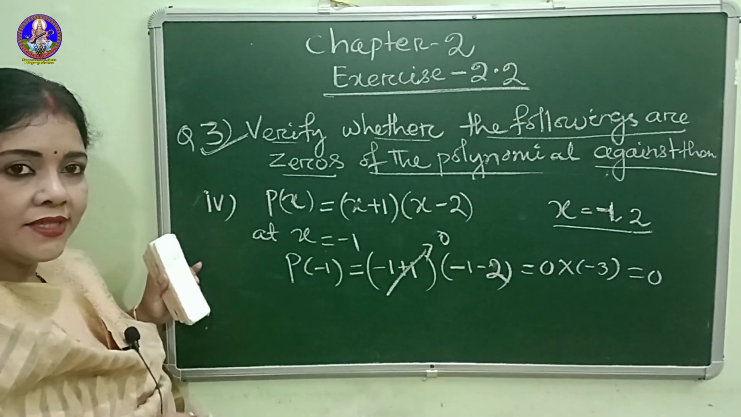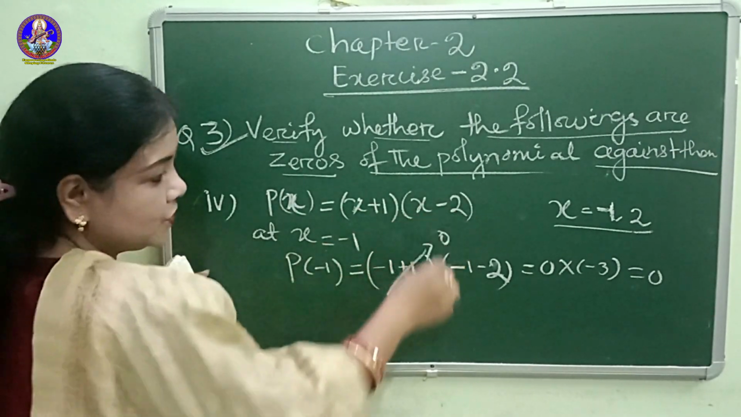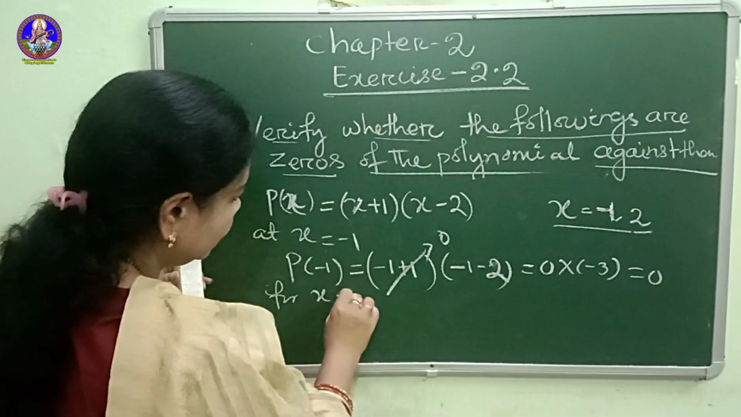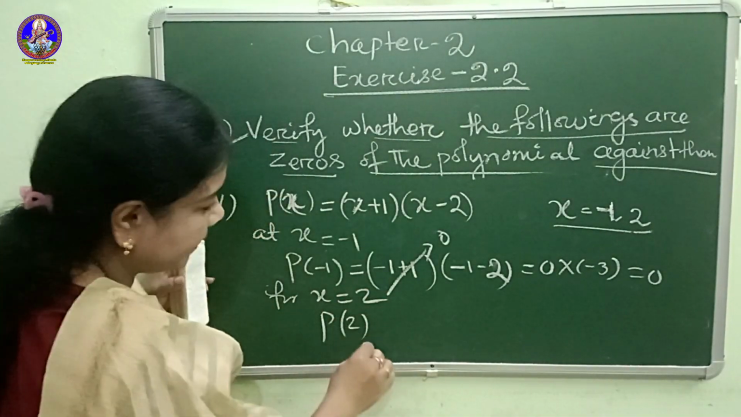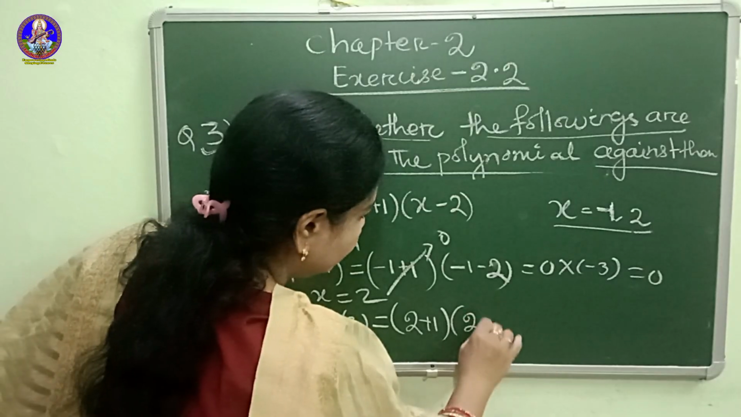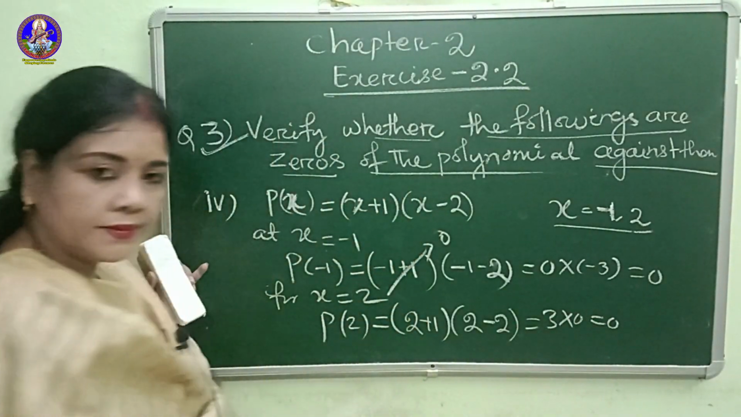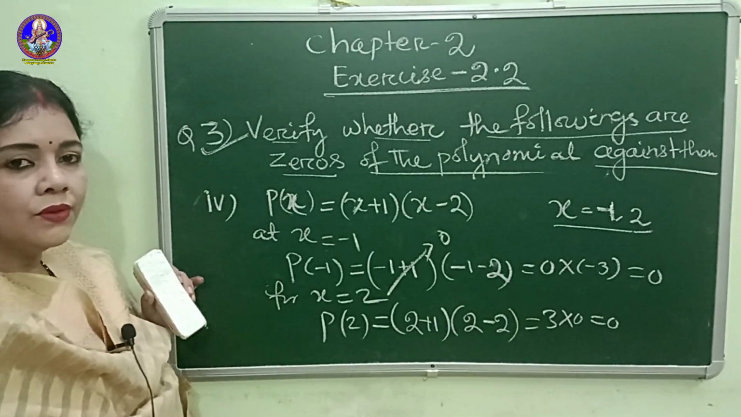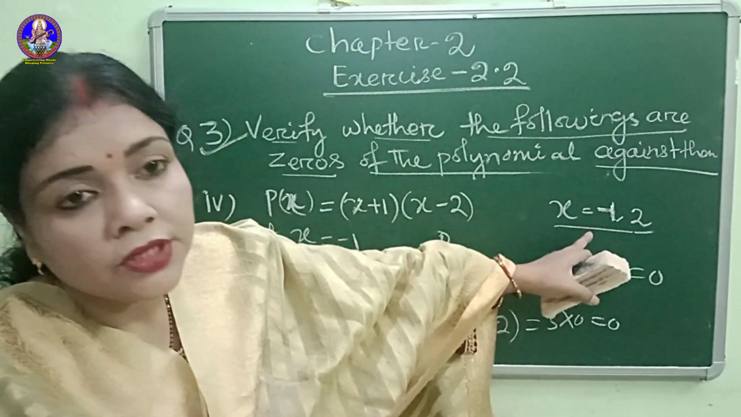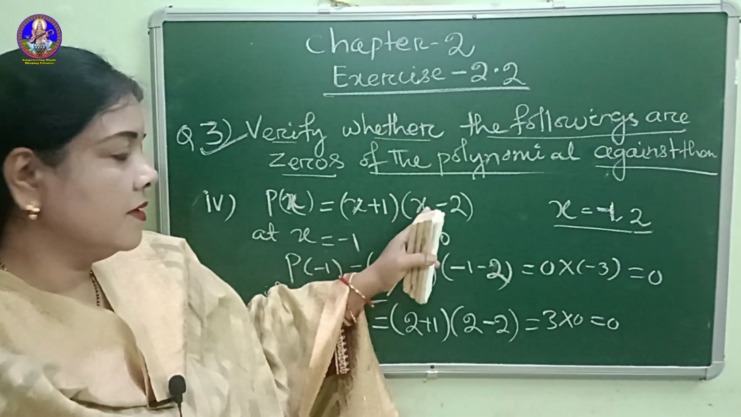So, x is equal to minus 1 is a zero of the polynomial p(x) is equal to (x plus 1) into (x minus 2). Similarly, for x is equal to 2, that is p of 2, put 2 here. So, 2 plus 1 into 2 minus 2, that is 3 into 0, that is 0. So, at x is equal to minus 1 and 2, we are getting the result 0. So, it proves that these are the zeros of the polynomial p(x) is equal to (x plus 1)(x minus 2).